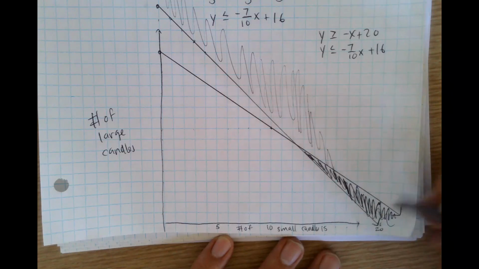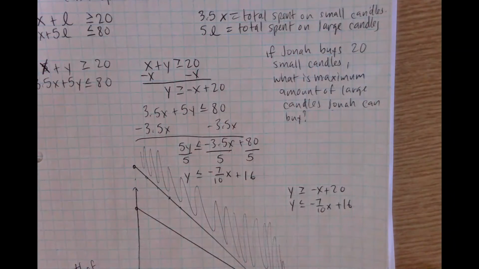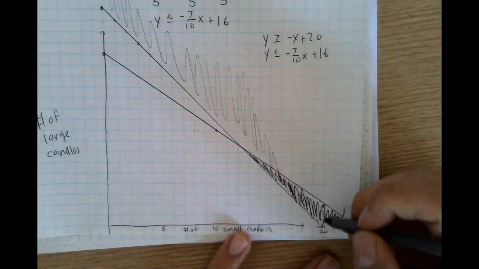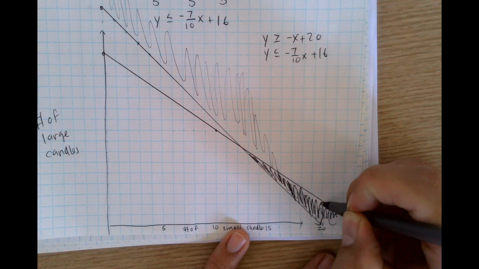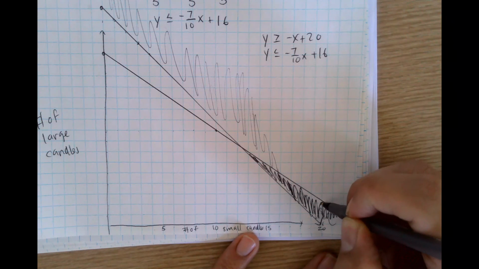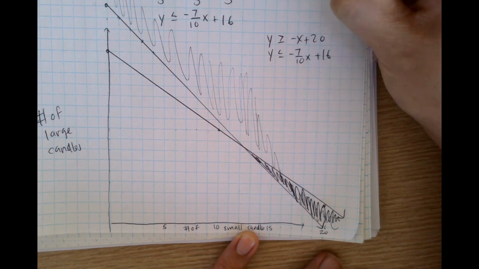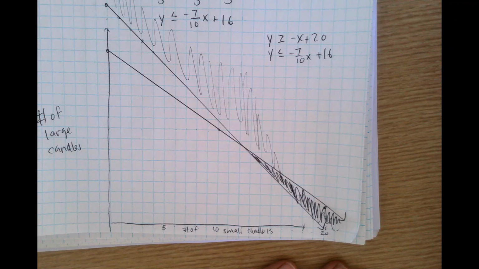So again, if the question was, if Jonah buys 20 small candles, what is the maximum amount of large candles Jonah can buy? If we look at our shaded area, the maximum integer or whole number is 2, then the answer would be 2 large candles. Okay. Does anyone have any questions about that? If they asked us for the maximum, that means they're looking for the maximum y value of the shaded area, right?